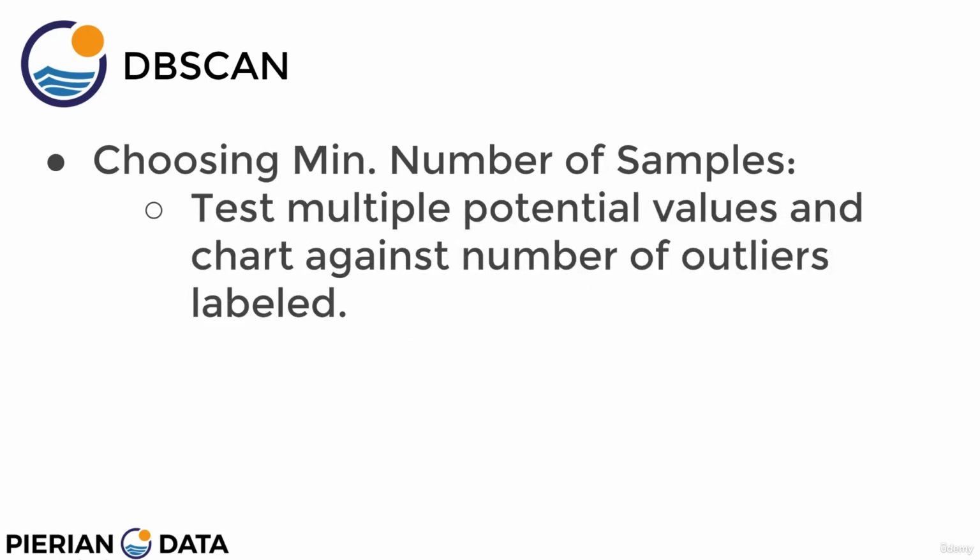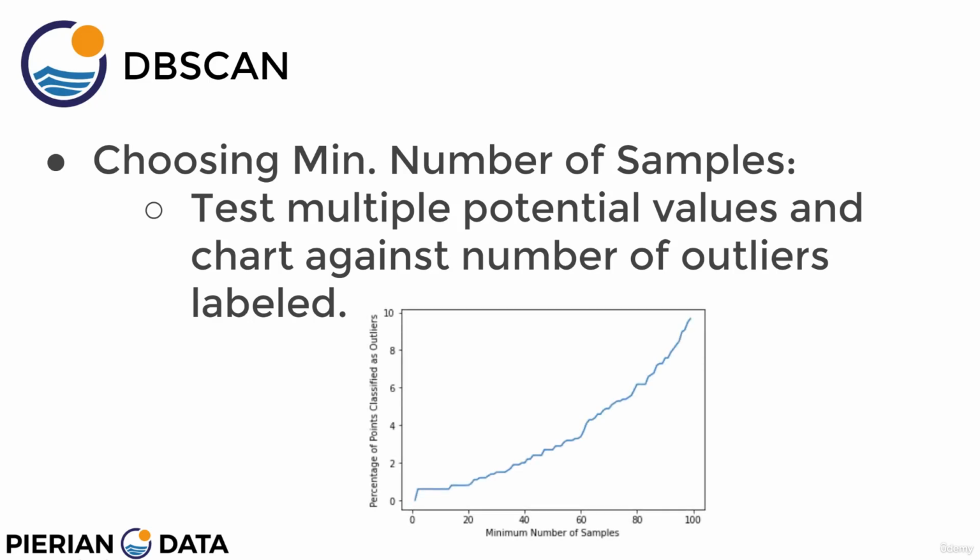So how do we actually choose the minimum number of samples? Essentially the same as epsilon. You'll test multiple potential values and chart against number of outliers labeled. So for example, here we can see on the x-axis, we're increasing the minimum number of samples for a point to be considered a core point. And as we increase that threshold of that minimum value, then more and more points are going to be classified as outliers until the minimum number of samples would basically be equal to the number of points available, which means everything is just going to be classified as an outlier.